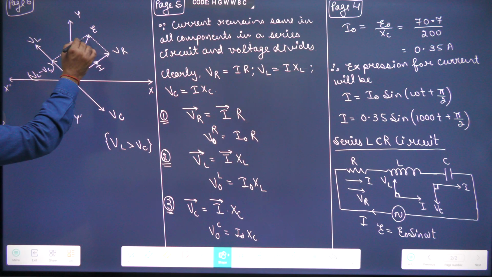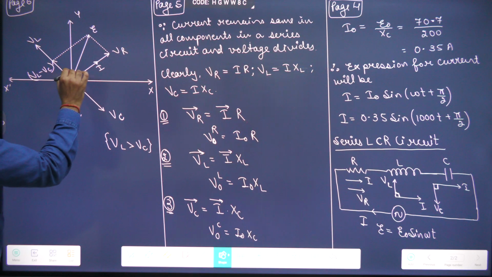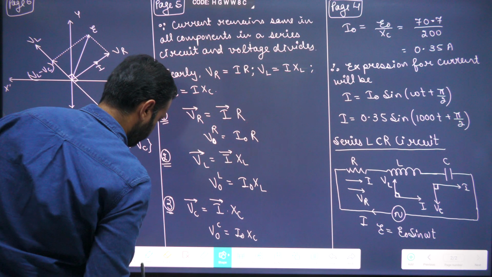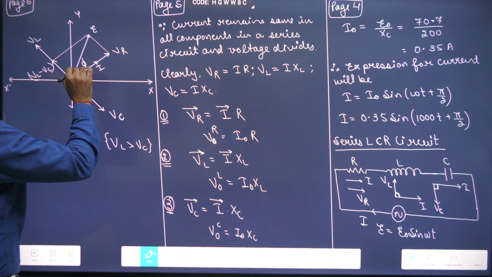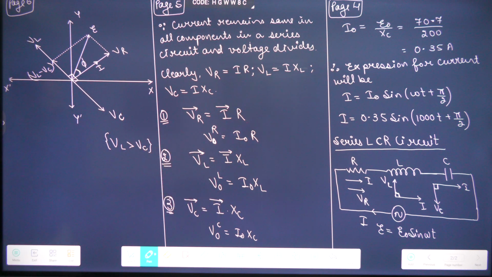The current is a little bit behind this E. So what is the angle between current and EMF? It is phi. This time it is not pi by 2 ahead or pi by 2 lagging behind. It is phi only.